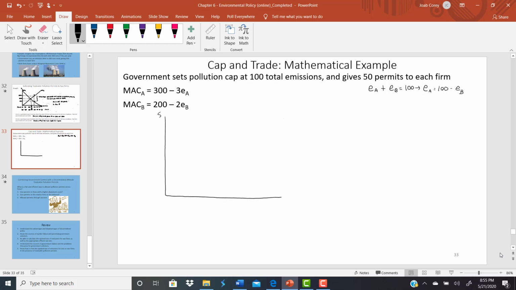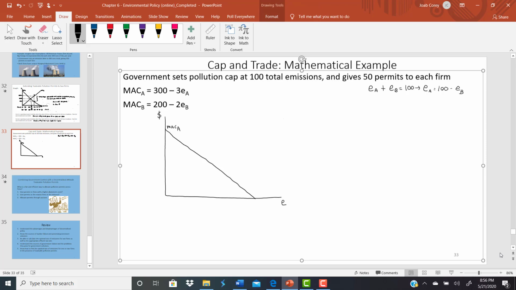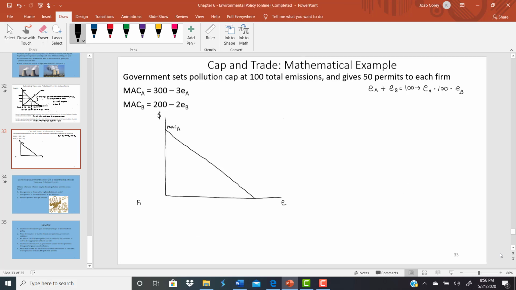So again, we're going to be measuring dollars up here, and we'll be measuring emissions over here. And once again, we're going to have a marginal abatement cost curve that's going to be sloping this way for firm A as they move from left to right. We're talking about the number of emissions for firm A. We're going to be counting them up from left to right, which means we're going to be abating them from right to left. Now, if you want to figure out where that curve starts, it's the same process that we've been doing. You just set E sub A equal to 0. And when you do that, MAC sub A is equal to 300.